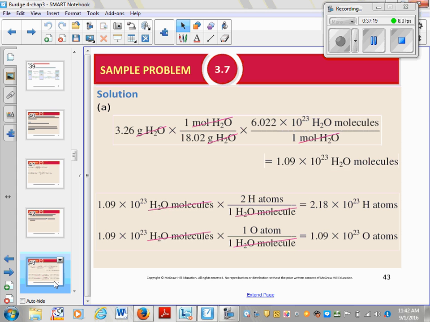So the second part of the question was, how many hydrogen atoms? Well, you have these many molecules of water. How many hydrogens are in water? 2. So if I have that many molecules, it would be twice that for the hydrogen atoms, because there's 2 for every molecule. So I take the 1.09 times 10 to the 23rd and multiply it by 2. Now the oxygen atoms would be the same, because there's only 1 oxygen atom per water molecule. So you get the same answer for the oxygen.